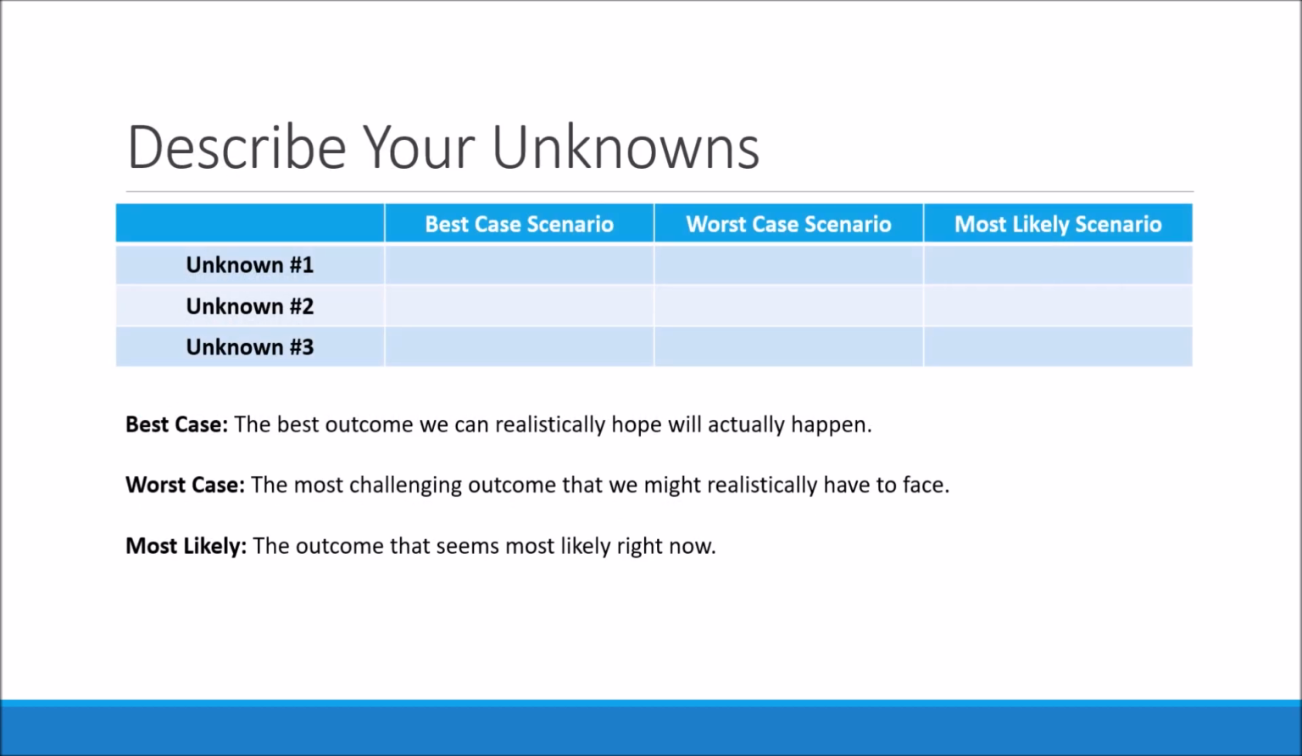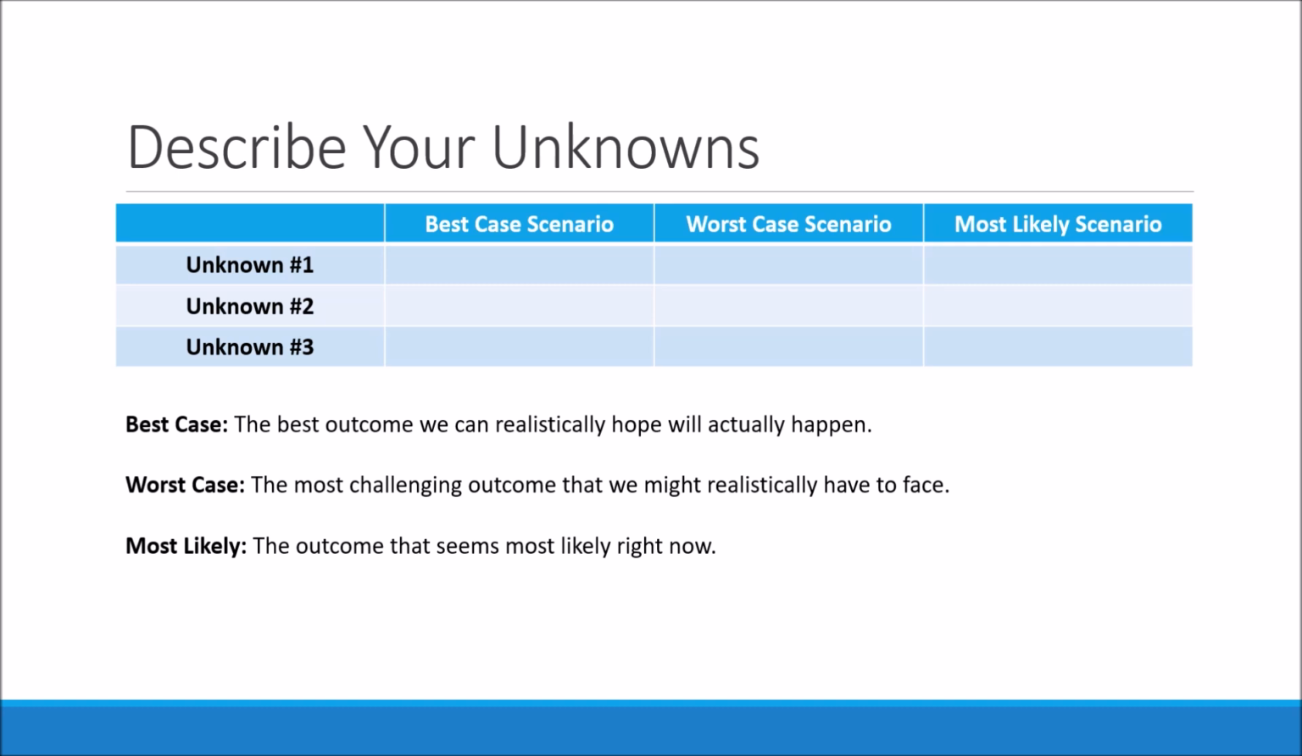This is really the heart of the first stage of scenario planning. You'll see on your worksheet there's a chart that's similar to this. You want to list your unknowns in that first left-hand column. And then you want to think about the best case, the worst case, and the most likely scenario.